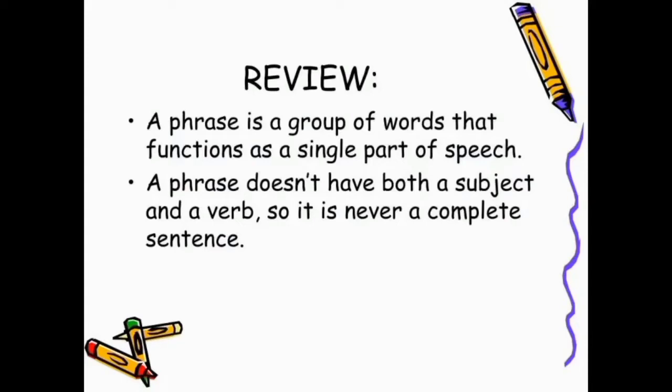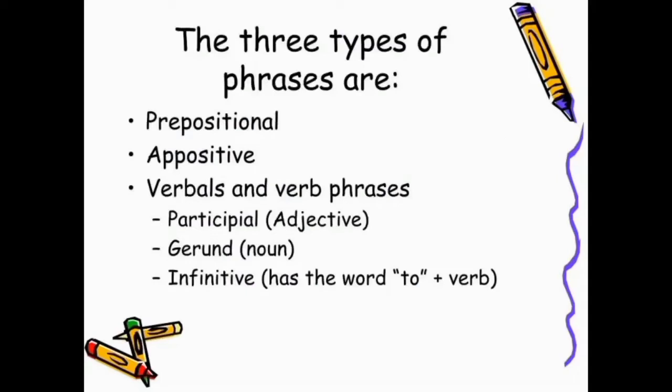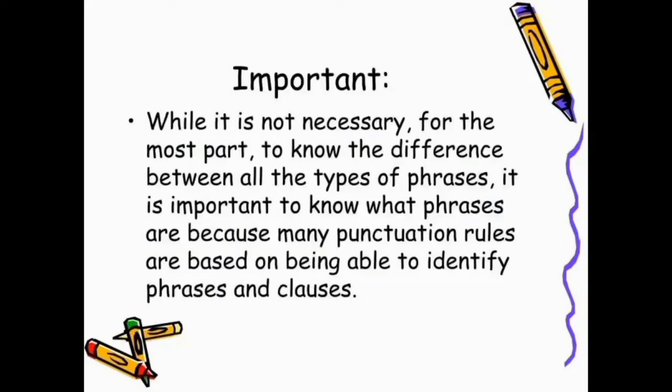So, to review, a phrase is a group of words that function as a single part of speech. A phrase doesn't have a subject and a verb, so it's never a complete sentence. And the three types of phrase are prepositional phrase, appositive phrase, and verbals and verb phrases. To conclude, it is not necessary for the most part to know the difference between all the types of phrases. It is important to know what phrases are because many punctuation rules are based on being able to identify phrases and clauses. And that's all for my topic.